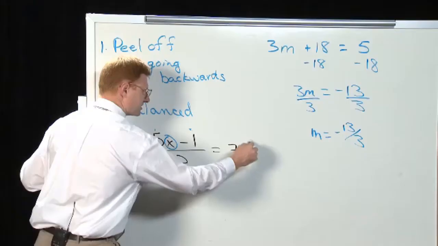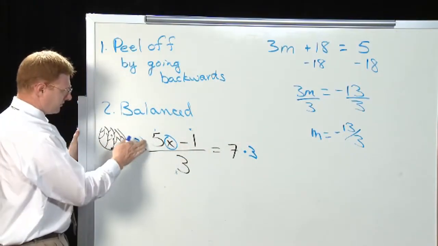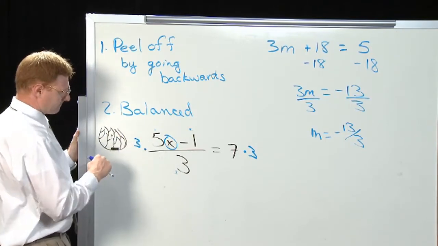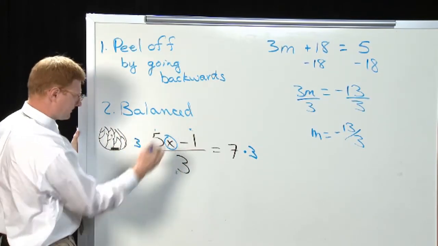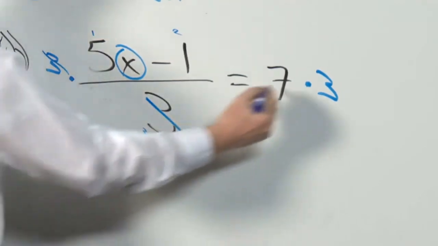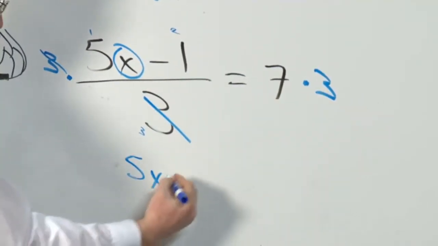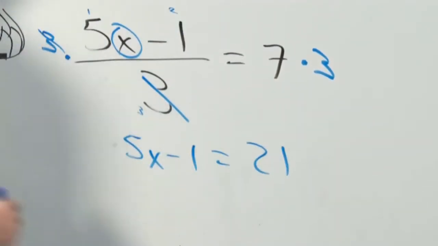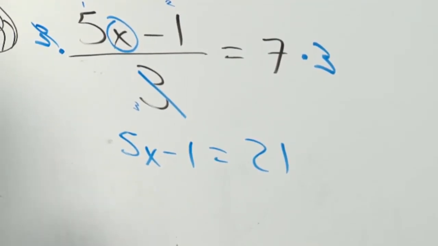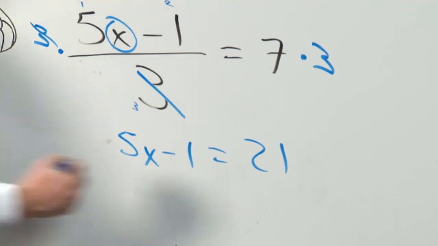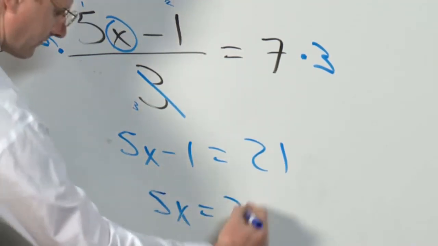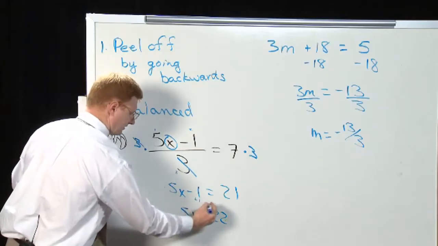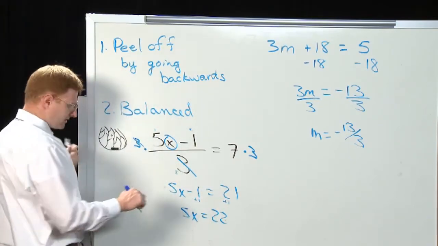As long as we do this to both sides, then we have the balance. So the 3's gone here, and that's a 21. So we have 5x minus 1 equals 21. Now we've got to get rid of this minus 1. Opposite of minus 1, plus 1. So we add 1 here, keep it balanced.